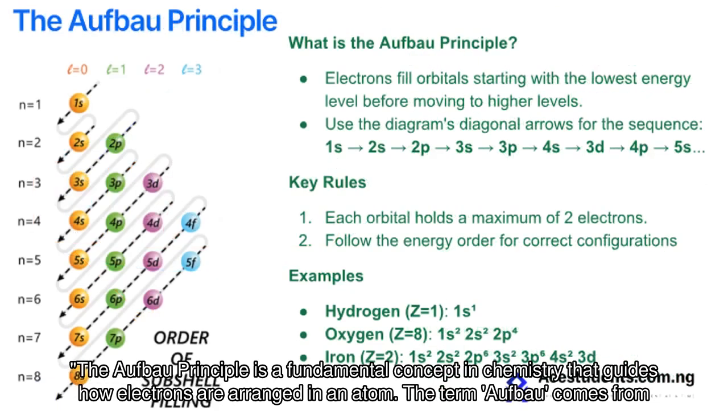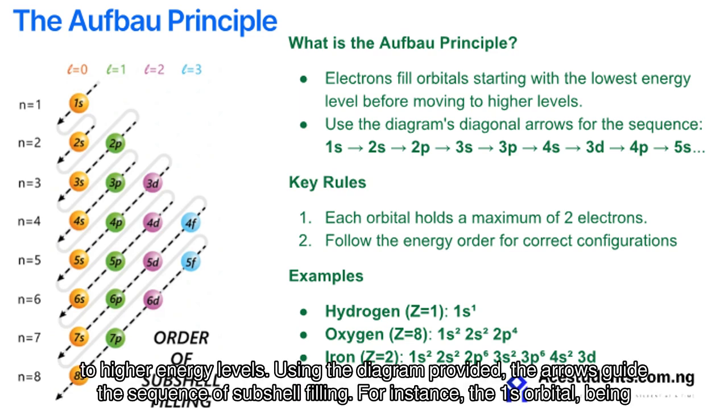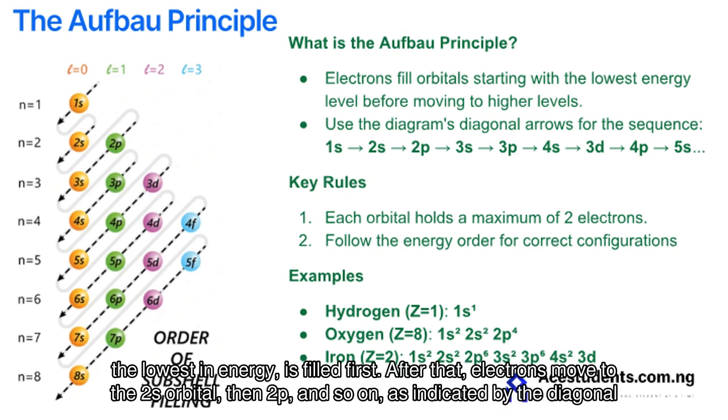The Aufbau principle is a fundamental concept in chemistry that guides how electrons are arranged in an atom. The term Aufbau comes from the German word meaning building up. The principle helps us understand that electrons fill the lowest energy orbitals first before moving to higher energy levels. Using the diagram provided, the arrows guide the sequence of subshell filling. For instance, the 1s orbital, being the lowest in energy, is filled first. After that, electrons move to the 2s orbital, then 2p, and so on, as indicated by the diagonal arrows.